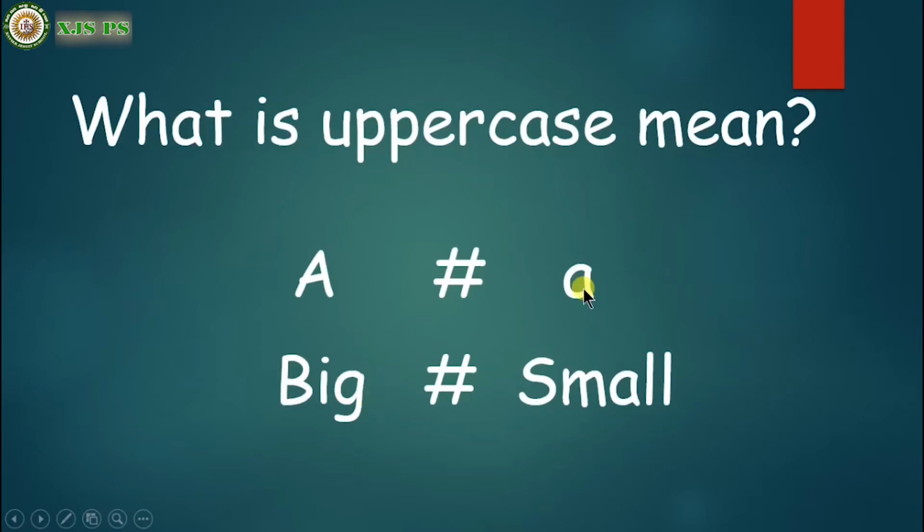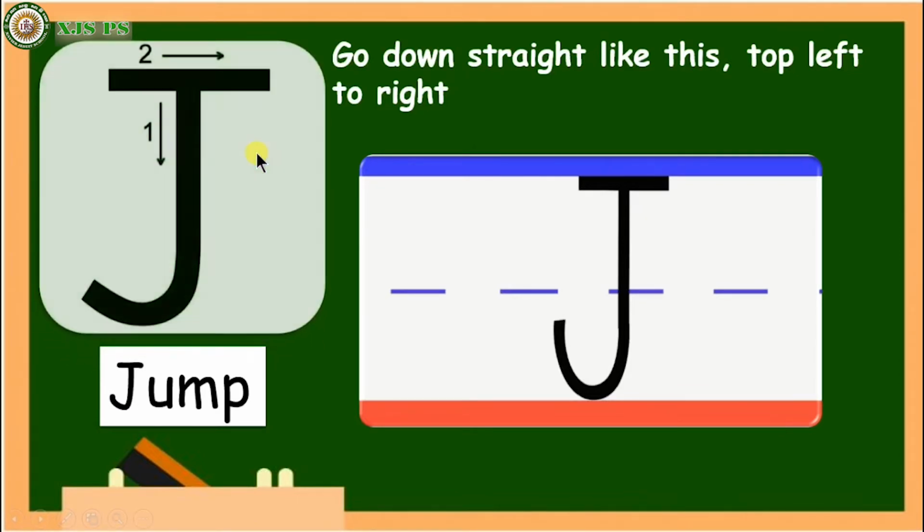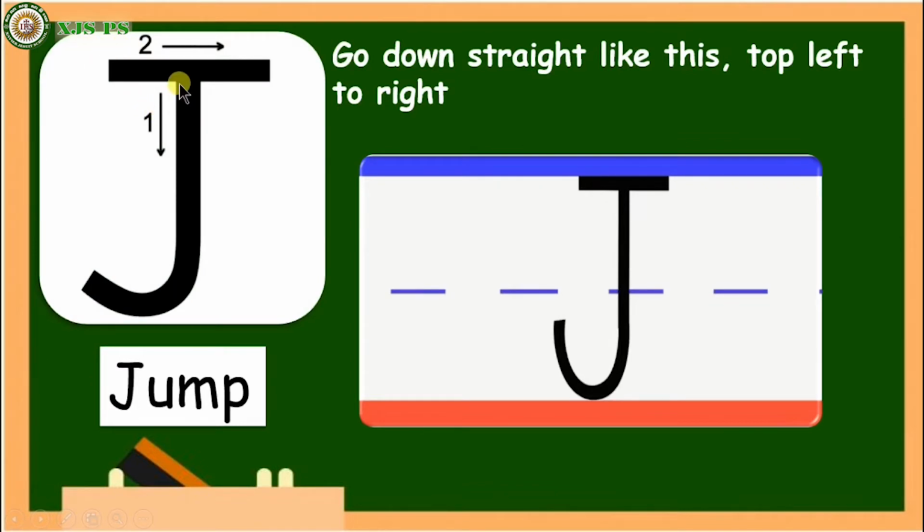Ok, very good, let's move to the next. Yes, so now we are going to learn how to write letter J in uppercase. So let's see the steps. So the first step is from top to down straight like this, and then the second one is from top left to right. Very good.